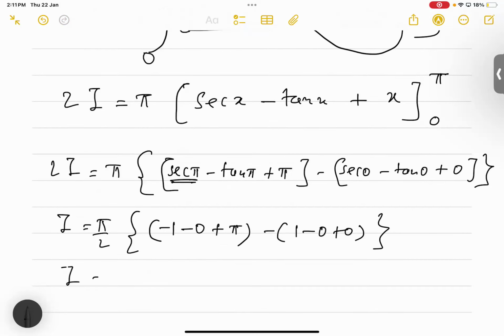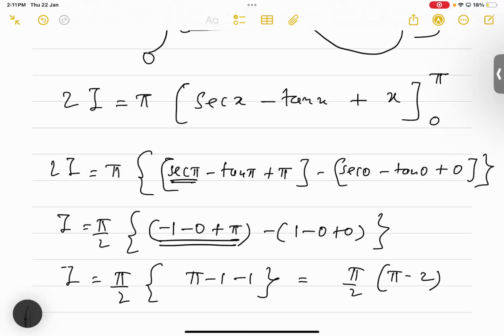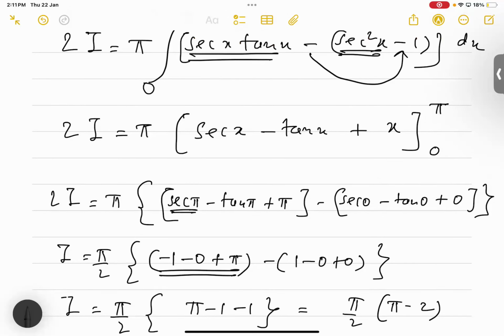So, yes. What will be the value of this bracket? Minus 2 plus pi, minus 1 minus 1. Pi by 2 into pi minus 2. Clear? Fine? So wait, one. Yes. So, any doubts are there, you may please ask. I'll do that, don't worry. Are you understanding everything?